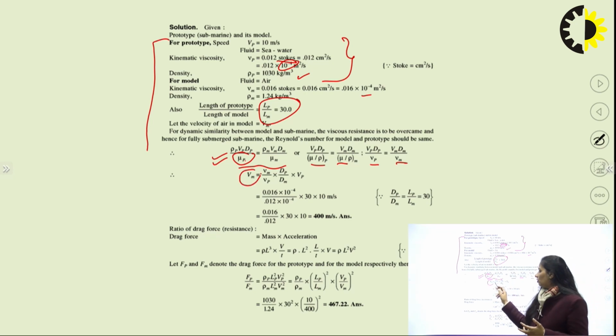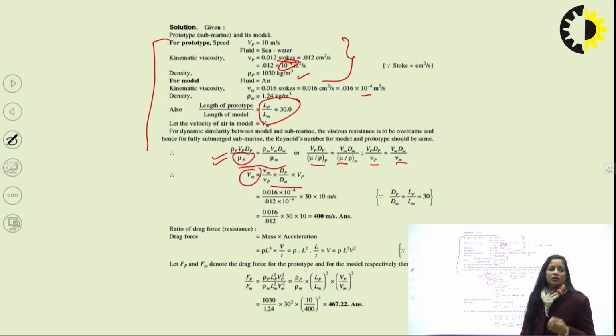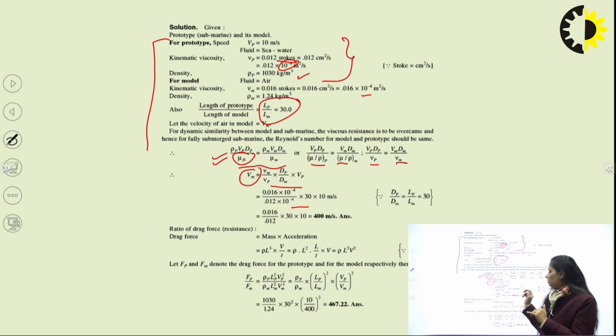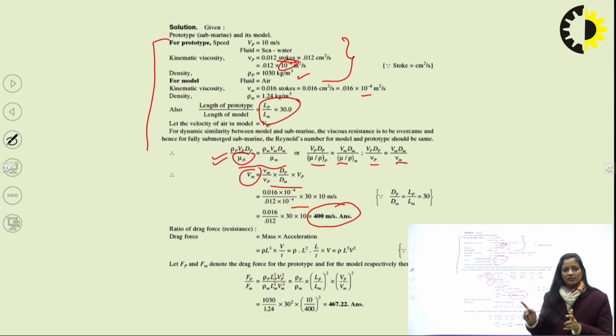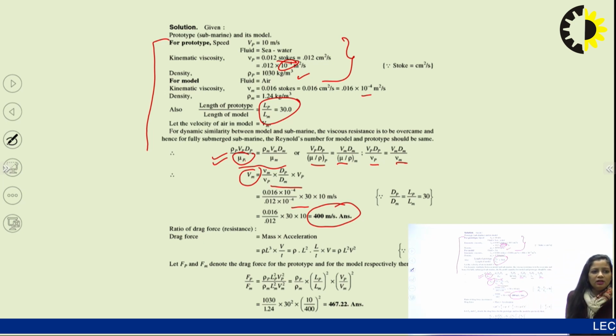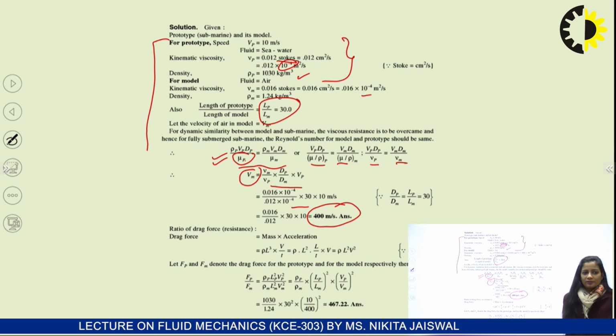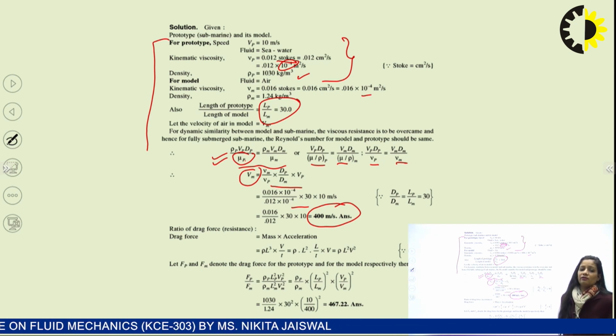Velocity of model will be equal to, now can be stated in this particular expression. You put all the given terms in this expression, what you will get as Vm is 400 meter per second. Okay. Now we know what will be the velocity in model, that is 400 meter per second. Now find the ratio of drag force. Because the question is asking for the ratio of drag force also.